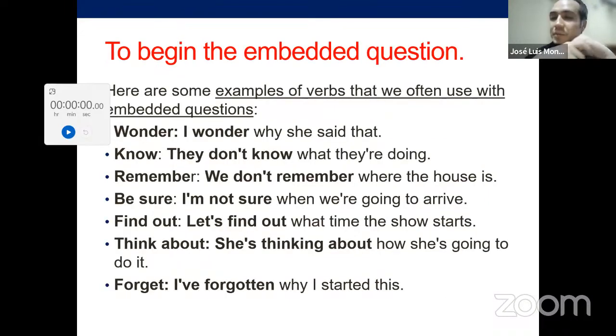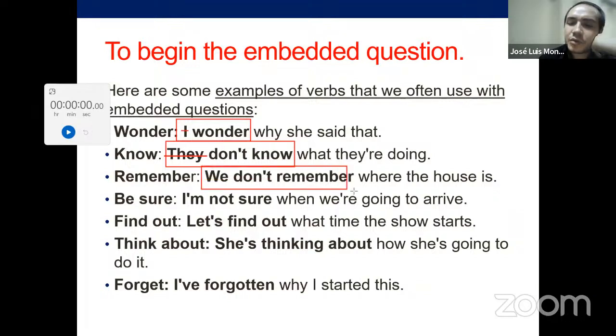Now, to do this, please, Evelyn and Astrid, you are first going to use these elements over here. As we have 12, if I'm not wrong, we're going to use 6 from here. You can use I wonder. You can use they don't know or I don't know. You can change the subject if you want, no problem. I wonder, I don't know, I don't remember, I'm not sure.